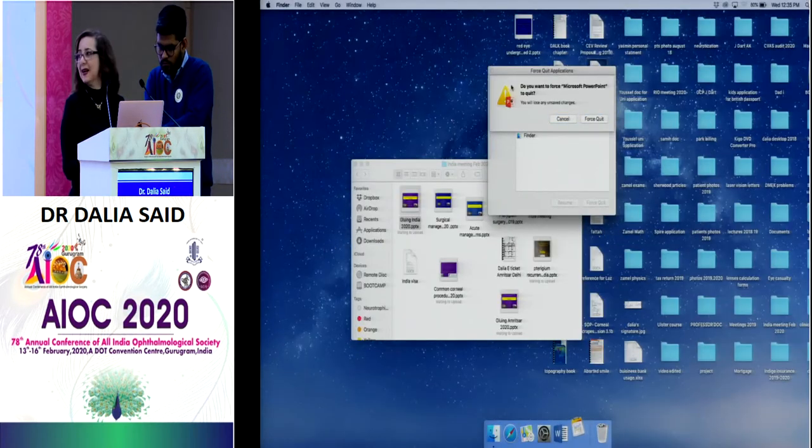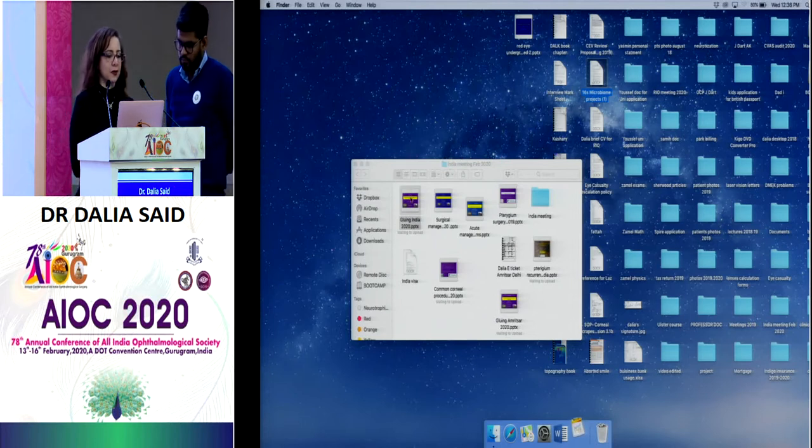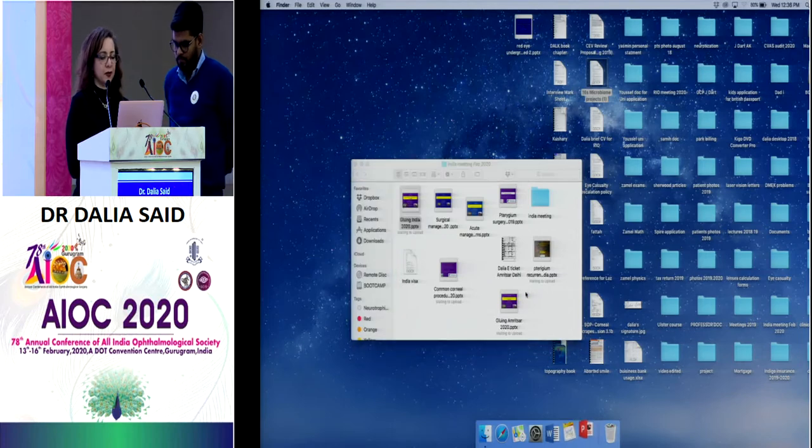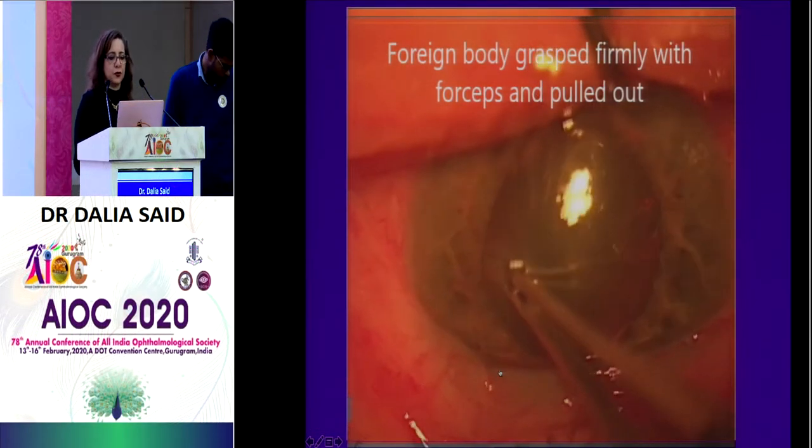Just move on to the next slide, yeah. Or you go out of the slideshow and then play, it will probably play. Okay. So here again, sorry about that.